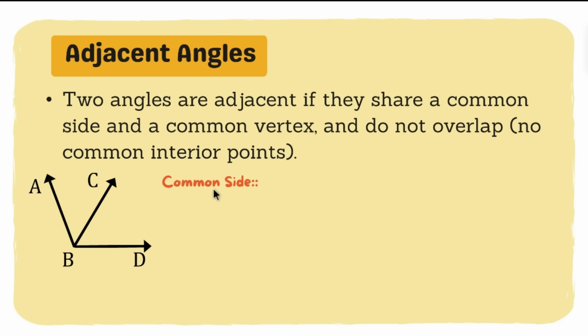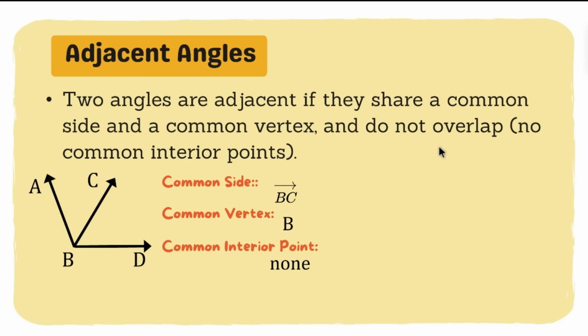First, ano ang common side? Okay, anong common side nito? We have ray BC or side BC. Next one, ano ang common vertex? We have vertex B. Next one, ano ang common interior point? Ibig sabihin, anong point sa loob ng angle ABC na meron sa loob ng angle CBD? Meron po ba? The answer is none. Okay, so therefore, ang angles na ito are adjacent. We can say that angle ABC and angle CBD are adjacent angles.